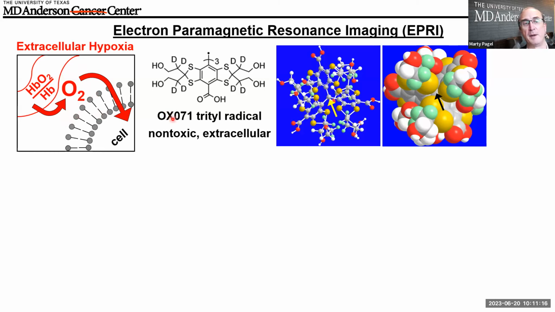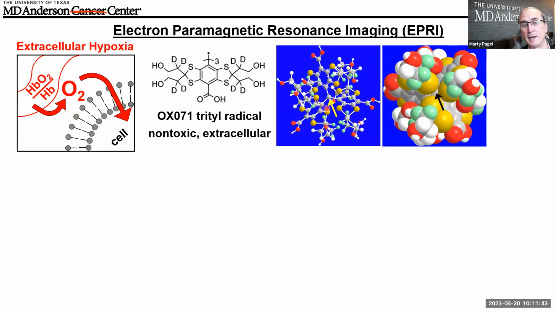Well, how does this EPR method work? We use an agent called OXO71, a deuterated version of another agent called OXO63 that's used for hyperpolarized C13 MR spectroscopy. So some of us might be familiar with this structure. It has an unpaired electron right here attached to a carbon. This carbon has only 3 bonds to other carbons, so that 4th bond to a carbon is missing. Therefore, there is an unpaired electron.